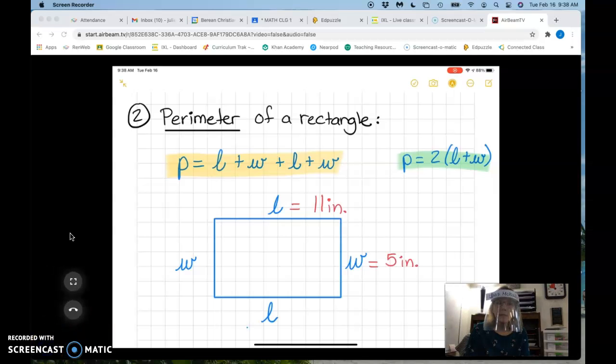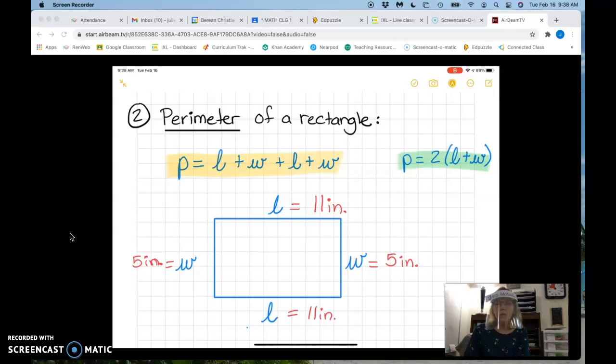Okay, so here's an example. It tells us that the length is 11 inches. Well, if the top length is 11 inches, how long is the bottom length? Yeah, 11. It's also 11 inches. And if the width is 5 inches over here, how much is the width over here? Also 5 inches. Because we have a rectangle, that means the opposite sides are equal.